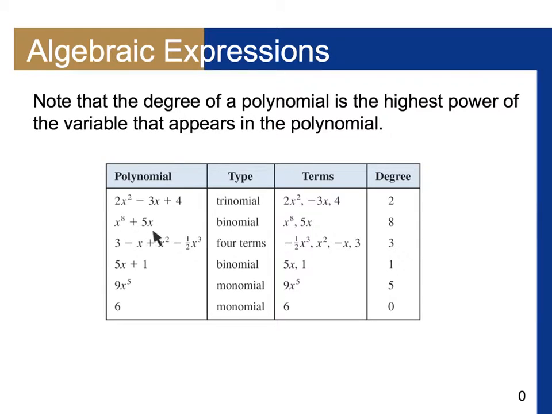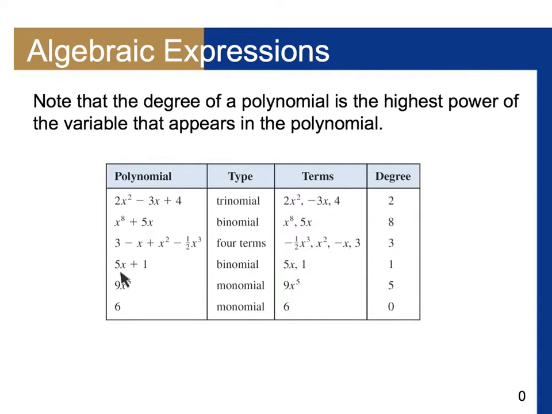This is a binomial. It has 2 terms and has a degree of 8. My terms are x to the 8th and 5x. This has 4 terms. This isn't in the proper order, but we have 4 terms: 3, minus x, x squared, and minus 1/2 x cubed. And then our degree is 3. That's the highest power of x there.